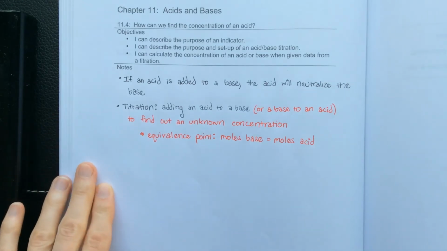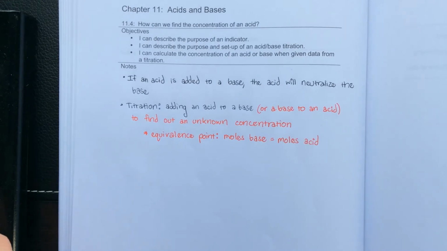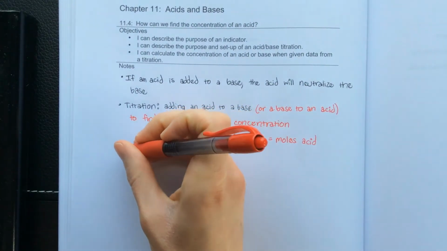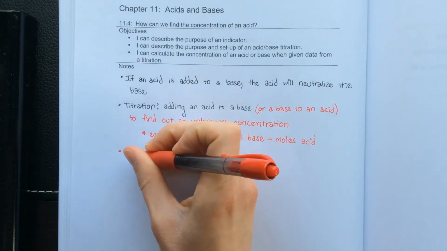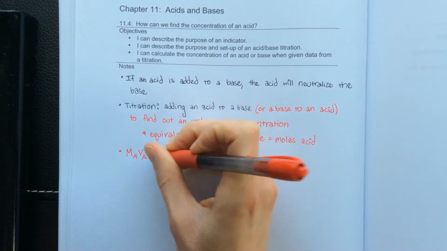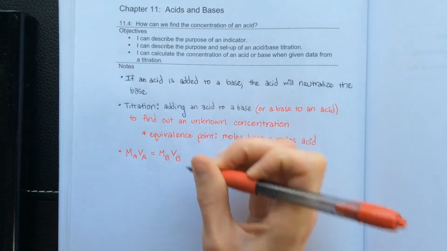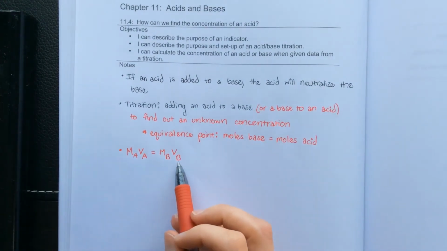Okay, so now that you've seen what a titration actually looks like, let me give you the math equation to calculate titration problems. This equation is going to look kind of familiar because it's really similar to another one we've used, and it is MA VA equals MB VB. You can probably guess that A stands for acid, B stands for base.